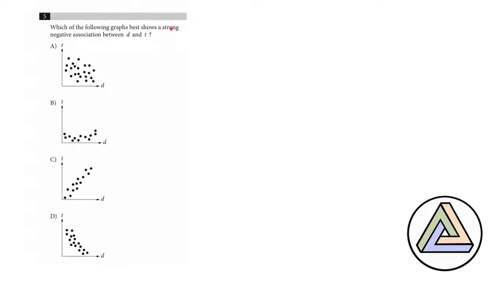Which of the following graphs best shows a strong negative association between D and T? Well, D is the x-axis, T is the y-axis. Negative association means it goes down from left to right, and clearly that takes place with D, and that is the answer. This one's a positive association. This one is kind of like no association, and this one is no association.